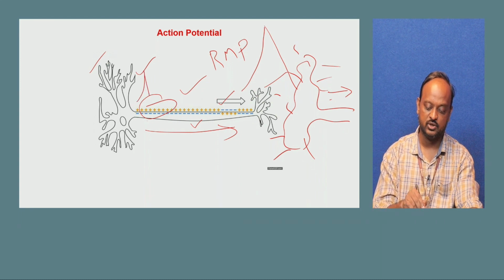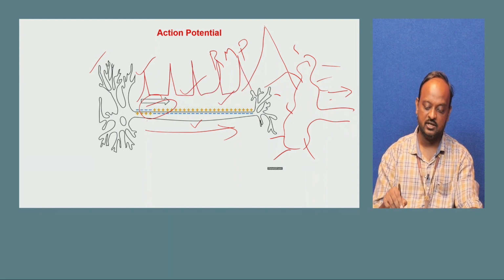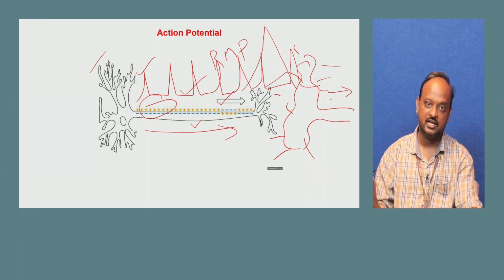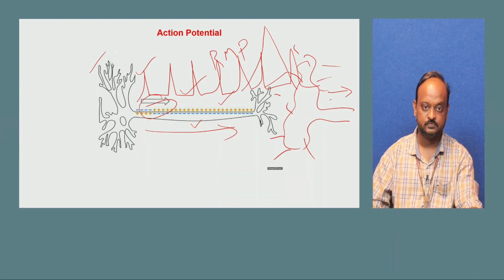This is one action potential followed by another action potential. Likewise, there will be depolarization, repolarization, and then RMP. It's continuous throughout the axon, and then it will move on to the next one.